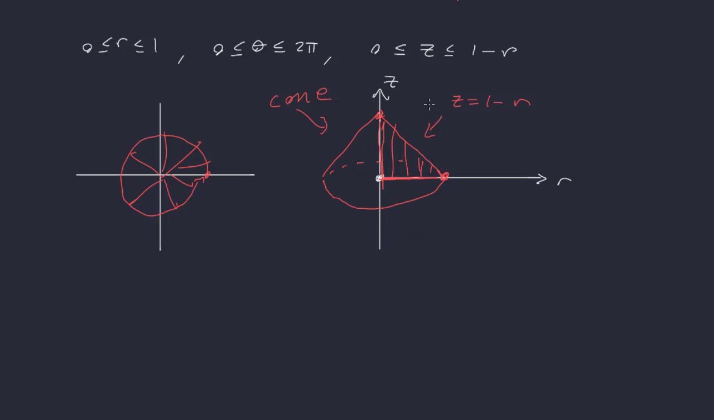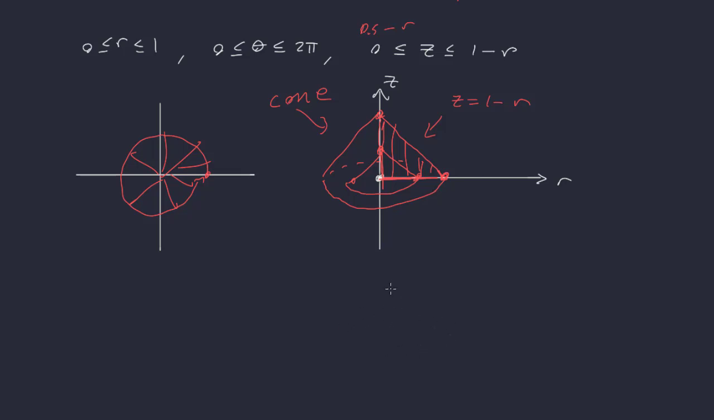We can let z go from, say, 0.5 minus r. So 0.5 minus r would be something like this, and then that would actually hollow out the cone. There are just so many things we can do.